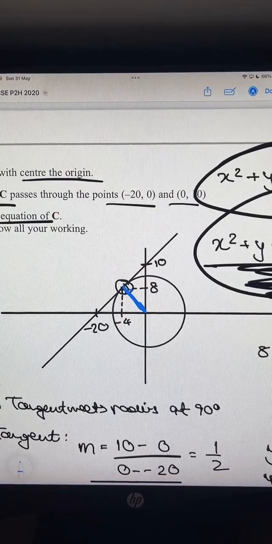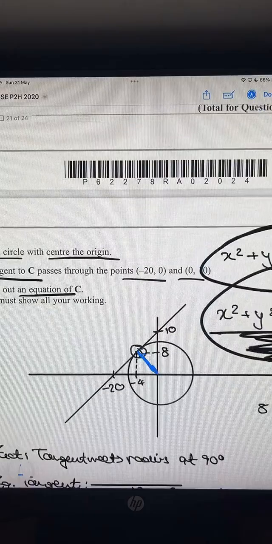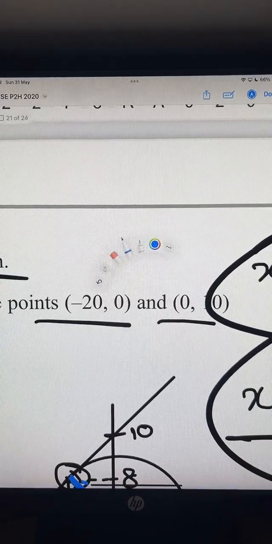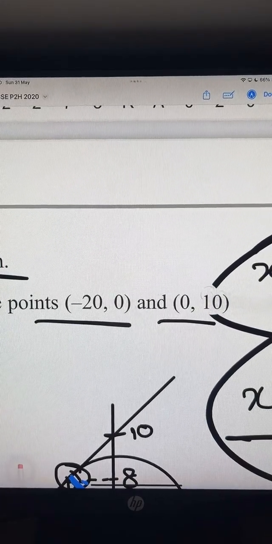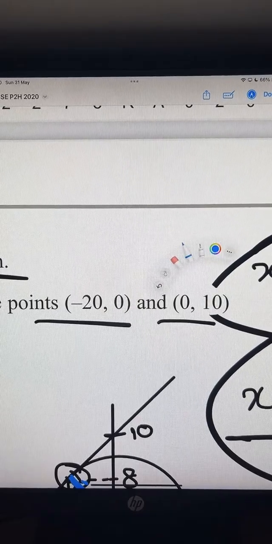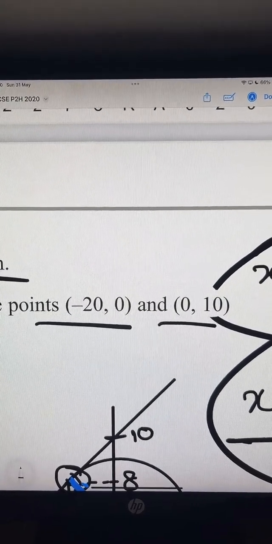Where did I get -10 and -20 from? The values that they gave me up here. Let me just rub this up. 10 and 20 were the coordinates of A and B, or whatever points they gave me.